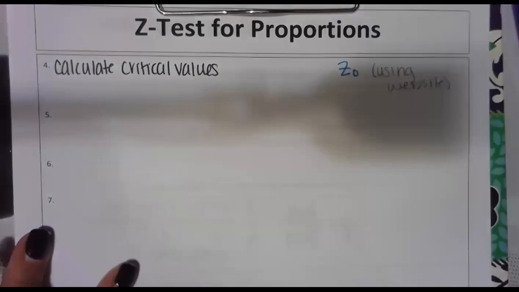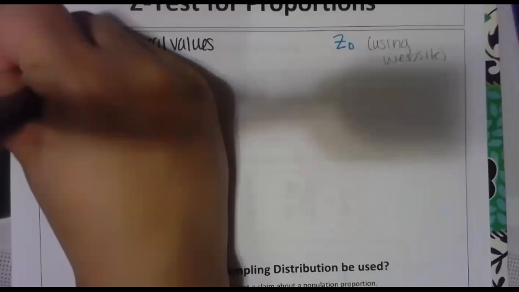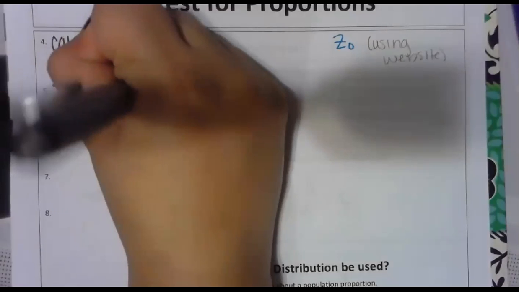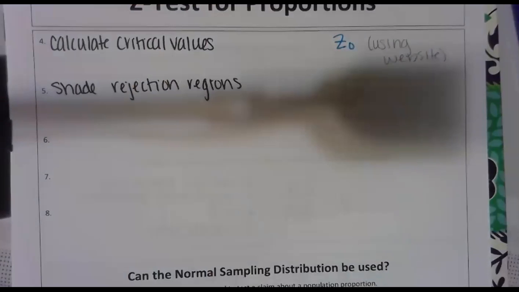Remember, I posted a video on how to use that website. And then number 5 would be to shade rejection regions. So once you have your critical value, you're going to go back to your distribution from step number 3. And then you're going to mark your critical value, and depending whether you're a left-tailed or a right-tailed or a two-tailed test, you're going to shade the correct region, rejection regions, and the unshaded region is your non-rejection regions.